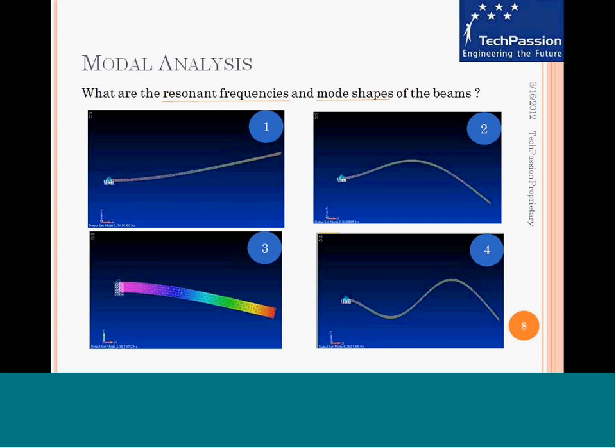Moving on, we also performed a modal analysis with the same model. The objective of doing modal analysis is to calculate the resonant frequencies and mode shapes for the beam. What we are looking at here are the deflection shapes corresponding to the 4 fundamental frequencies of this beam: the first mode, second mode, third and fourth. The third mode is actually the bending in the XY plane, something similar to the first mode, which is the bending in the ZX plane.